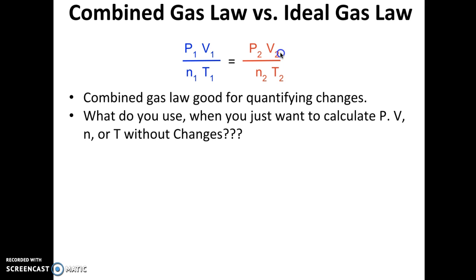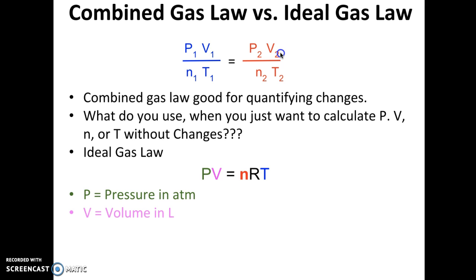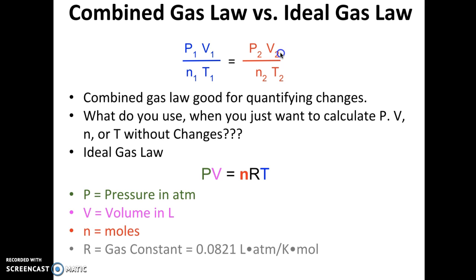So in a case where you're not looking at a change, where everything is basically staying the same and you want to just calculate the pressure, volume, moles, or temperature at a given time, this is where you're going to use the PV equals nRT equation. P is for pressure, and that must be in atmospheres. V is for volume, and it must be in liters. N is for moles. R is the gas constant, and this is what locks the other terms into their units.